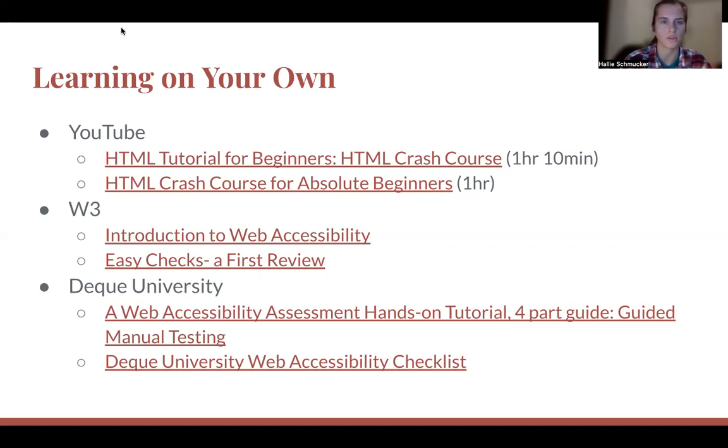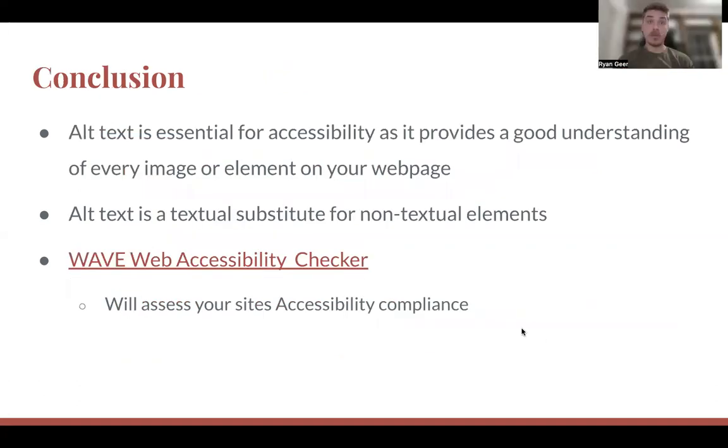Next is Ryan with the conclusion and more resources for our PowerPoint. Hi everyone, I'm Ryan. The most important things to take away from this presentation are that alt text is essential for accessibility purposes and provides a good understanding of every image or element on your web page, as well as that alt text is a textual substitute for non-textual elements.